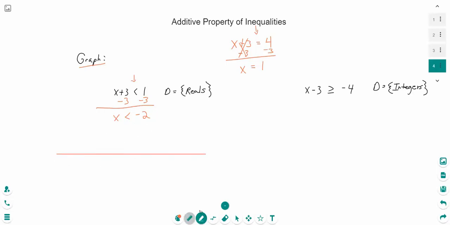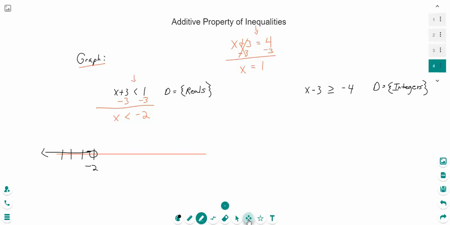So if we graph this out, what are we going to end up with? Well, x has to be less than negative 2. So where's negative 2? We'll put negative 2 right here. It's less than negative 2. Okay. And it has to be in the reals. Well, the reals would be anything. Fractions, whole numbers, it doesn't matter. So if it's less than negative 2, we're going to have a hollow circle, and then it'll be forever to the left. Okay, that would be our solution.